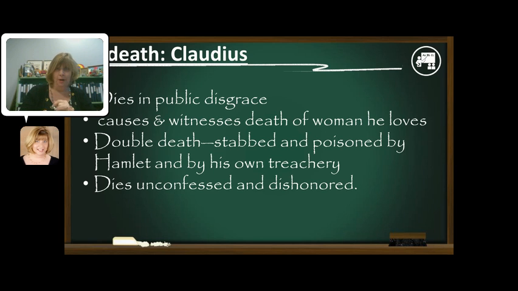What is the reason that there's a sharpened sword in that room? What is the reason that there's poison in that room? He put it there. It causes his death. And he dies unconfessed and dishonored, which is exactly where Hamlet wanted him. So Hamlet finally achieves his revenge with this particular death in the play.